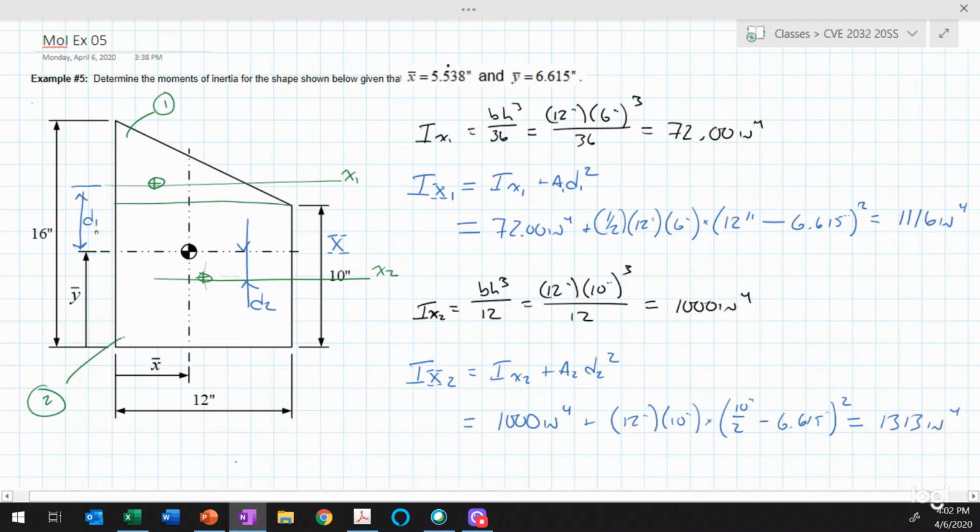So now what we can do is add this number and this number together, and we can get the final answer. We can say that I sub big X for the whole shape is equal to 1,116 inches to the fourth plus 1,313 inches to the fourth, or it's equal to 2,429 inches to the fourth.